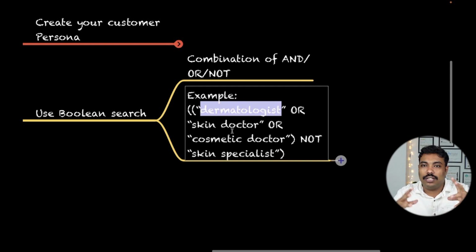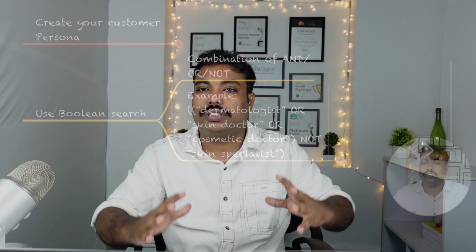When I create the Boolean search, for one category, first in small brackets within quotes I put dermatologist, then OR in capital letters, then skin doctor as the next keyword, OR cosmetic doctor. So these are the three words that need to be there in their profile or in their search results. NOT: what I don't want, for example, skin specialist. Any one of these can be there. This is the format of a Boolean search.